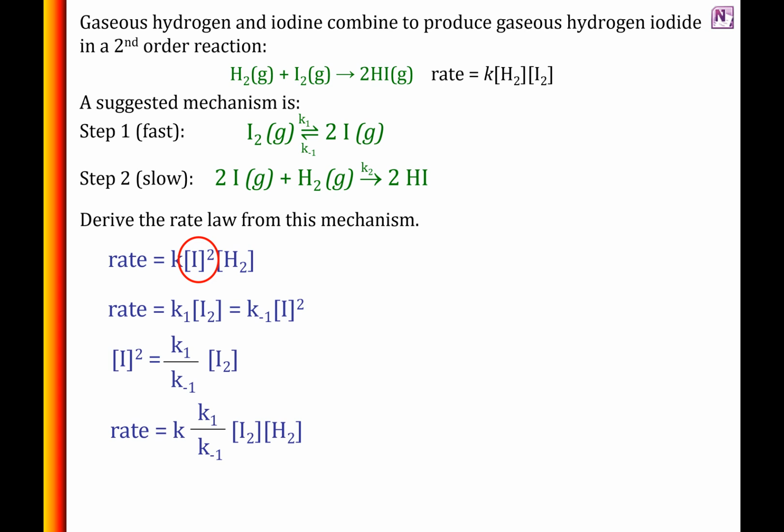Now, if we plug that in instead for [I]², look what we end up with. The rate is equal to k times k1 over k minus 1 times [I2] times [H2]. We can simplify our k terms all into one constant. We end up with the rate law: rate is equal to k times [I2] times [H2]. That's the overall second order, and it matches with what they suggested. So it's a plausible rate law for this.